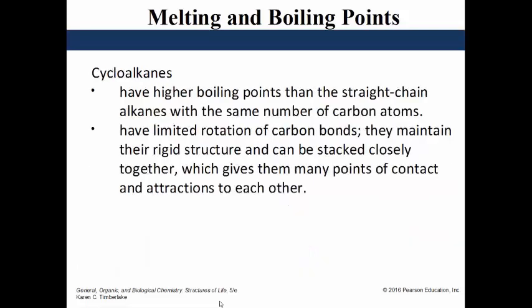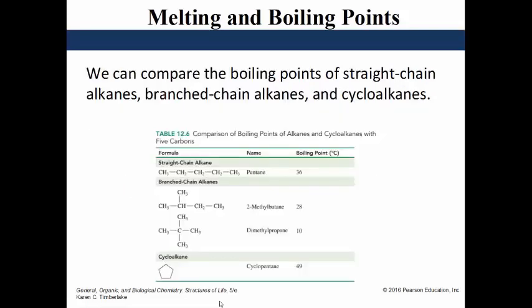For cycloalkanes, these will have a higher boiling point than the straight chain version of the same number of carbon atoms. And these have limited rotation of carbon bonds. They tend to maintain a very rigid structure, so they can easily be stacked closely together, which gives them many points of contact and attractions to each other. So here you can compare the boiling points of straight chain alkanes and branch alkanes and cycloalkanes. All these examples here have 5 carbons in the compound. So everything in this table has a compound that has 5 carbons in it.